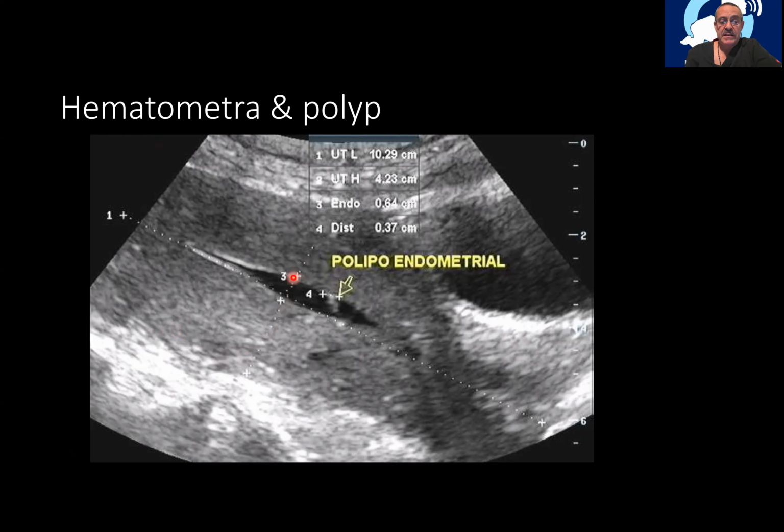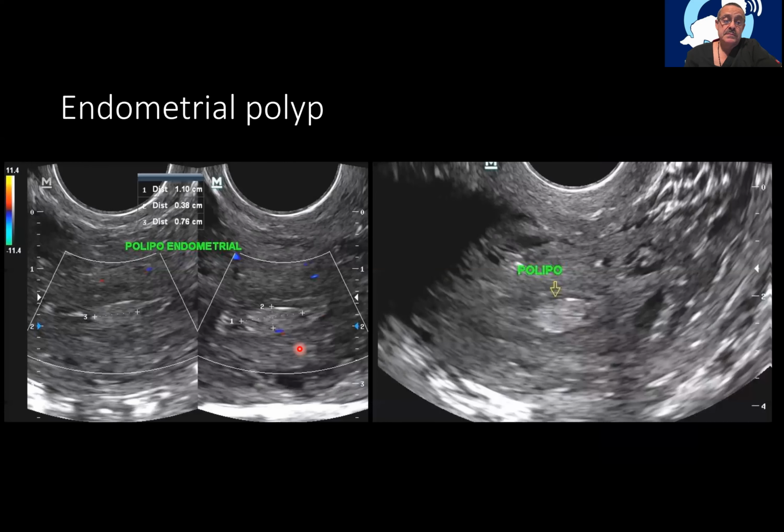And sometimes you don't find a thick endometrium, but a collection. And that collection helps you to see what's happening inside. This is an endometrial polyp, an abnormal thing inside the uterine endometrial lining without thickening of the endometrium. This is an endometrial polyp, not that evident until you use the vaginal approach.